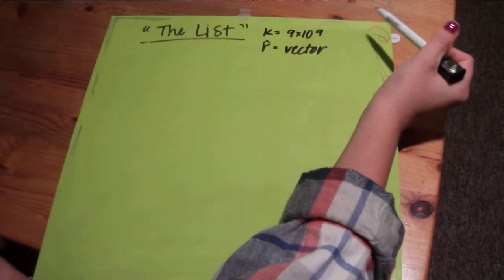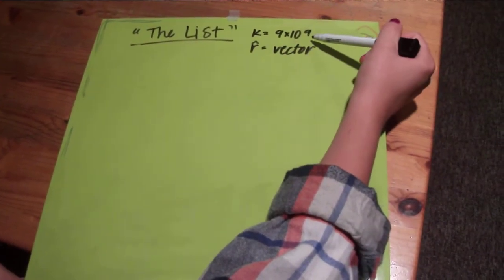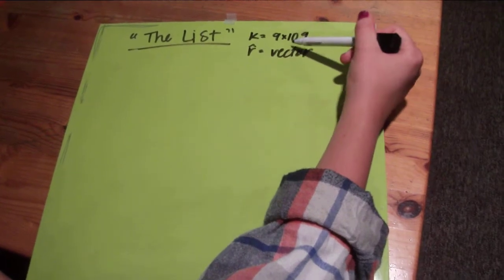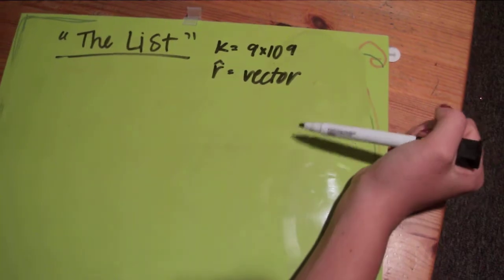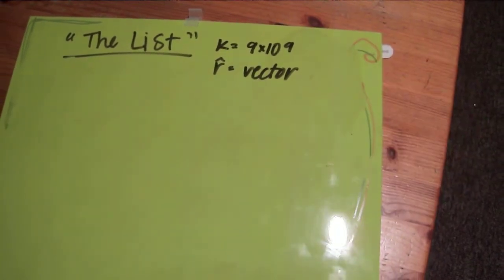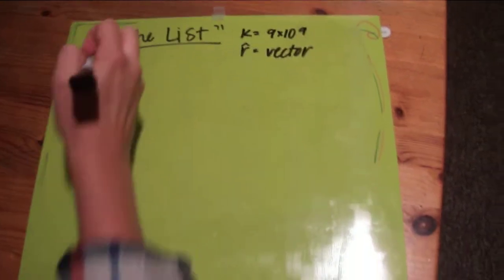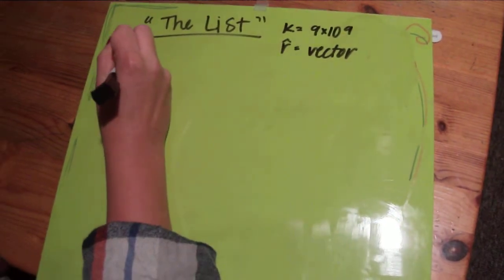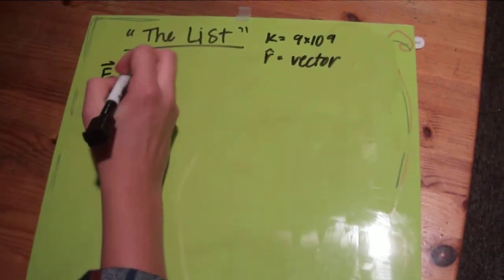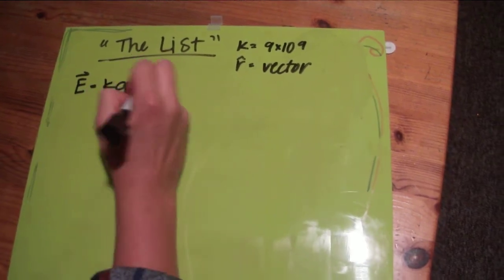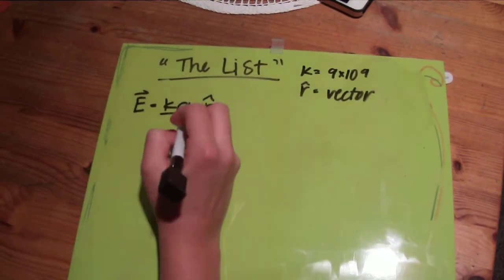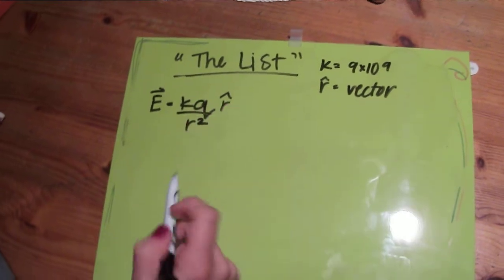To start off, we just need to know that k is the constant in all of these equations, and it's 9 times 10 to the 9th. And r hat is just the vector portion of the equation to make sure that the E force is a vector. So let's start out with a point charge, where the force of E is equal to k, q of the charge, r hat, over r squared. And r squared is the distance.